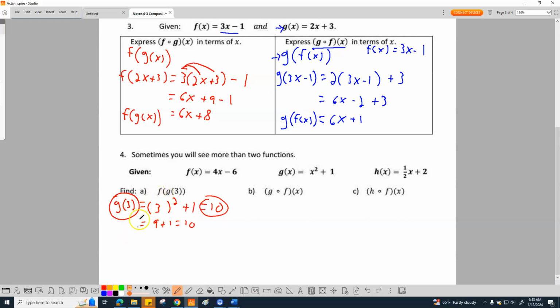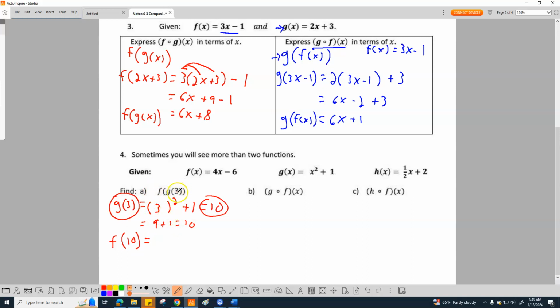And why does that matter? Because watch what happens now. I know that g of 3 is equal to 10. So it wants me to find g of 3, but I know that it's equal to 10. Boom. I can now plug that in. This is the hard one, y'all. This is the stuff that gets difficult. So pay attention to what I did. It's multi-stepped.